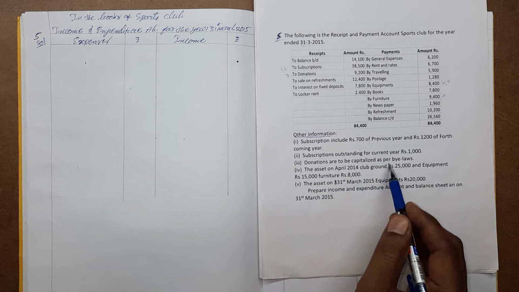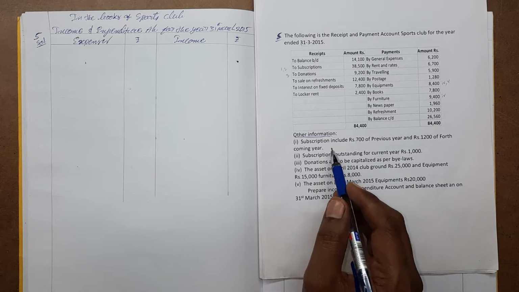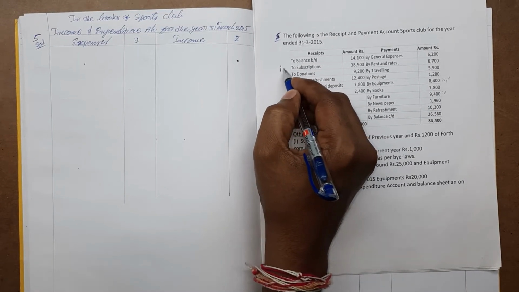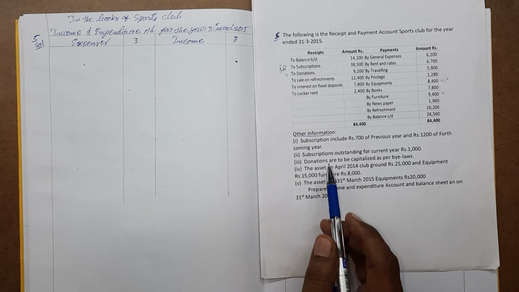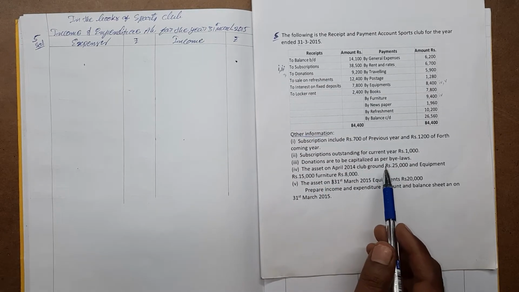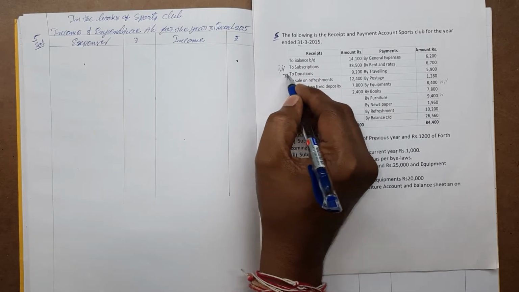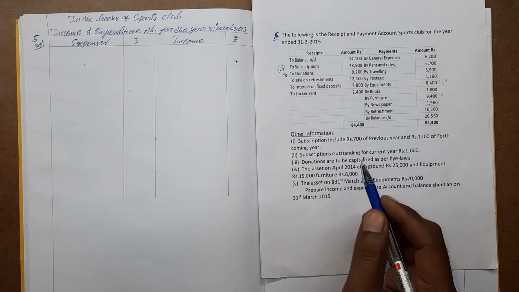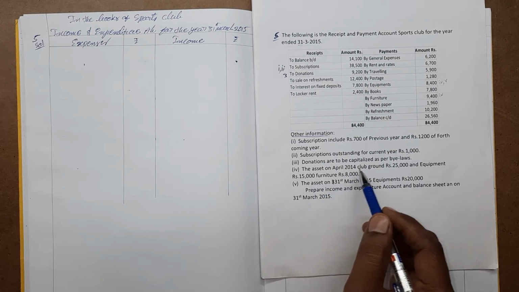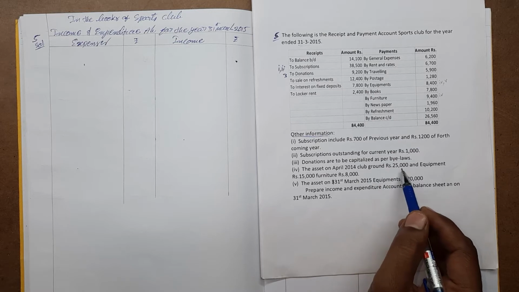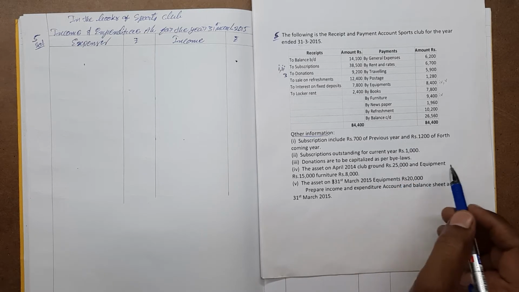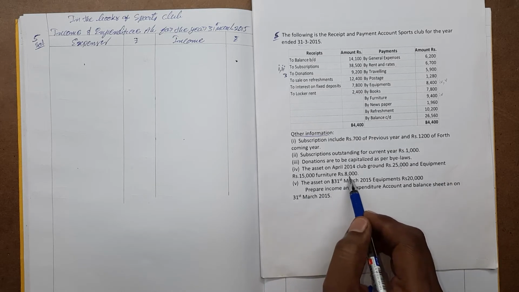Next, donations are to be capitalized as per the law. For subscriptions there is a first adjustment and a second adjustment, so two adjustments are there. The third adjustment is donations, which you should write under the balance sheet, liability side. Next, the assets on 1st April 2014: club ground 25,000, equipment 15,000 and furniture 8,000.